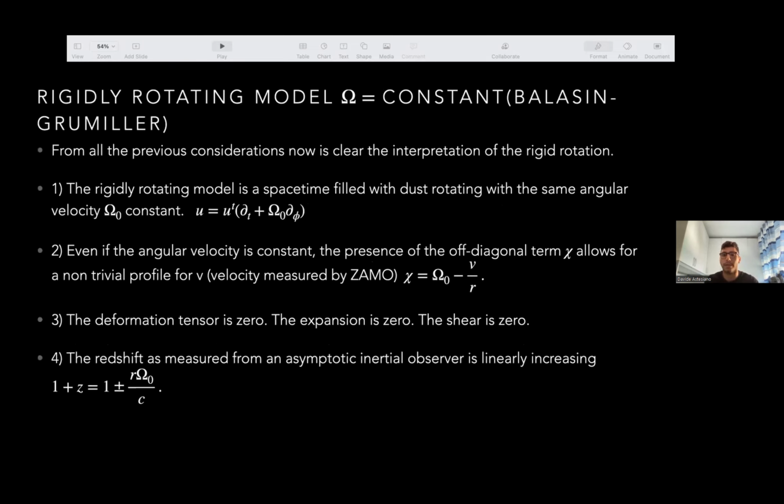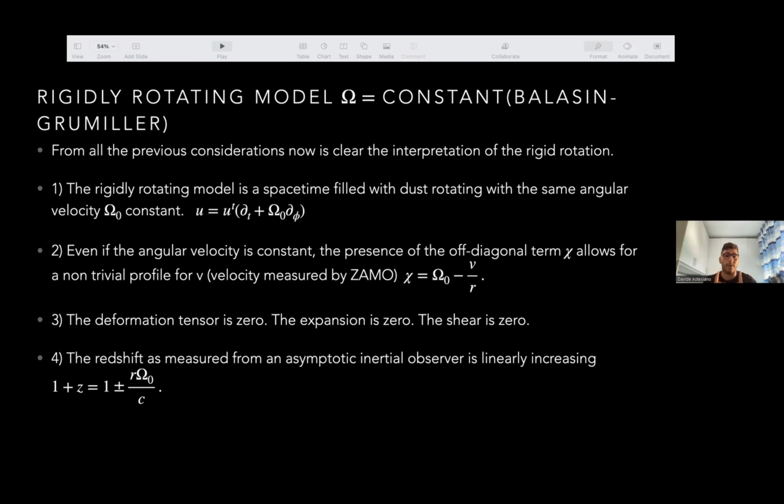Okay, let's focus on the case of the rigidly rotating model. It's a class, not just Balazs and Grumiller, but a lot of different classes of solution. The rigidly rotating model is a space-time filled with dust rotating with the same angular velocity. So we have omega constant. This is the free velocity of the dust.